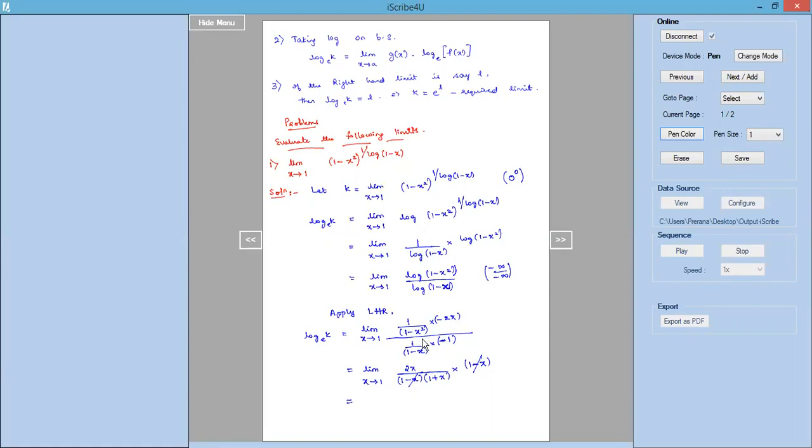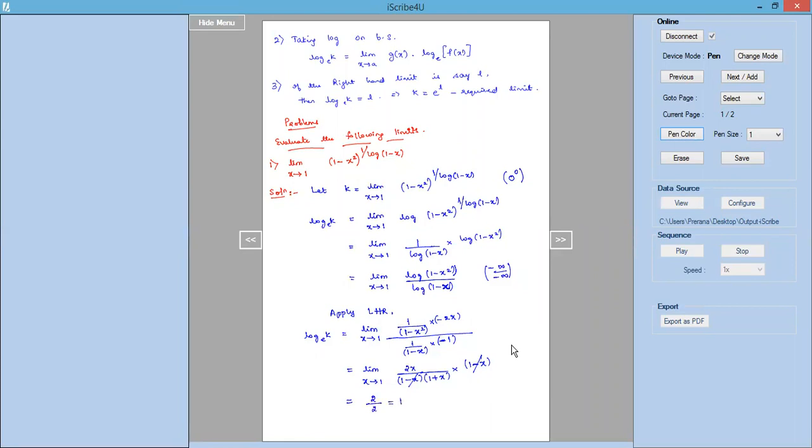So we have rewritten, in a square minus b square form, a plus b into a minus b, and this 1 minus x went on to the numerator. Cancelling 1 minus x, we have 2x divided by 1 plus x. Applying limit as x tends to 1, evaluating the given limit, we get 2 divided by 1 plus 1, which is 2.